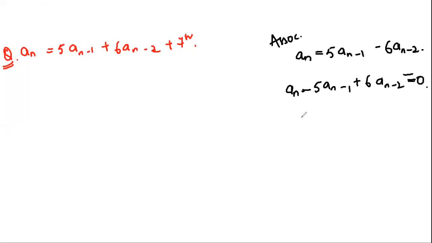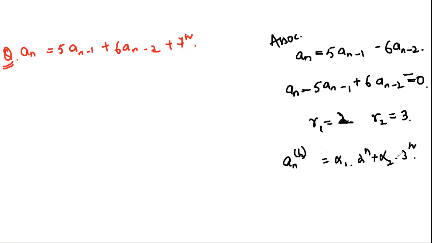Then when we get the roots, they will be 2 and 3. So yes, if we convert it into r square minus 5r plus 6, and then find the roots, basically the roots will be 2 and 3. Please solve it by yourself. You have to do the entire steps in the examination. R1 is equal to 2 and R2 is equal to 3. Okay. So our An of H will be alpha 1 into 2 power n plus alpha 2 into 3 power n, where alpha 1 and alpha 2 are constants.